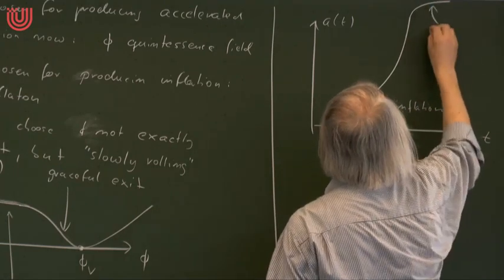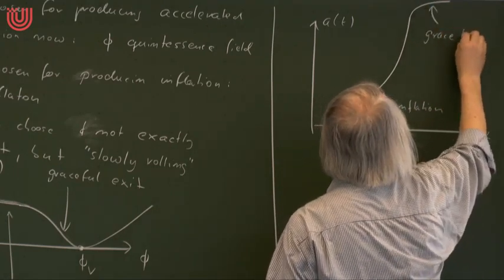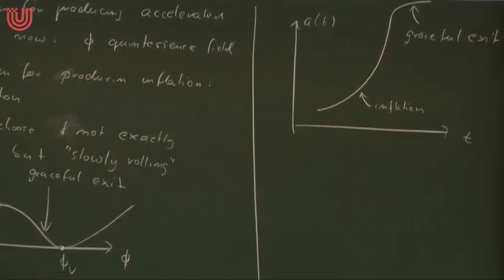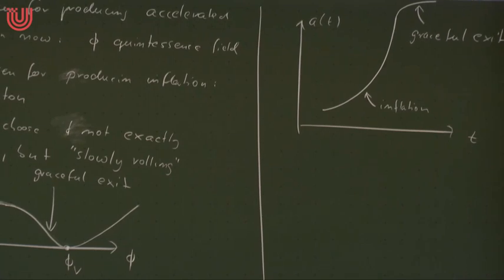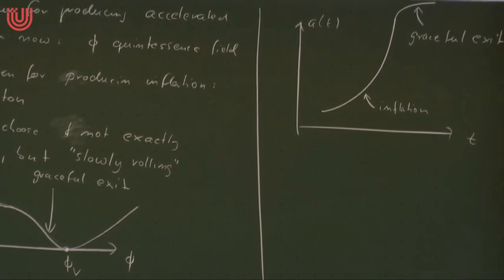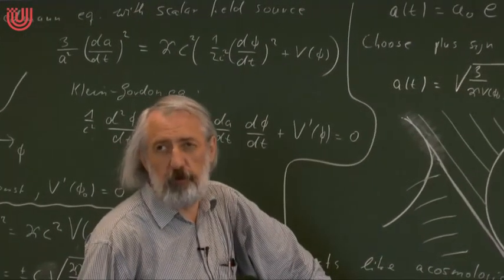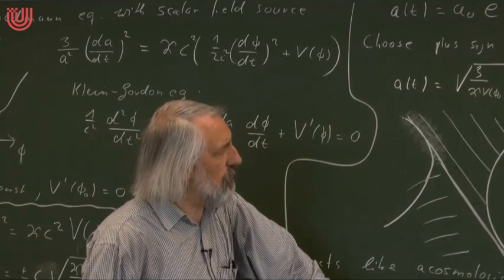and this is the graceful exit. So that's the inflationary scenario. If you believe in the existence of such a field with such a potential, then you can produce this exponential growth which you want to have in order to solve these three problems which I had mentioned last week.